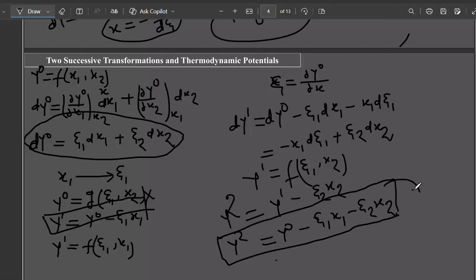This transformation is used in the Gibbs free energy. This transformation is used to convert the enthalpy or Gibbs free energy. So we can easily conclude all these things.